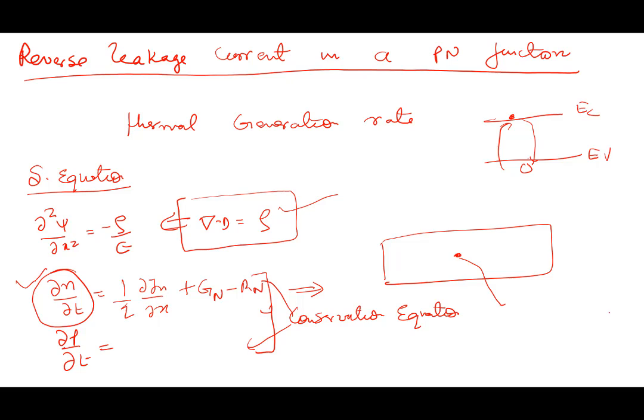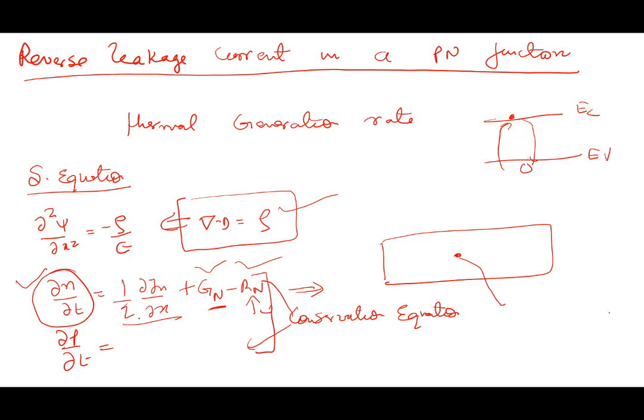So generation can cause an increase in electron density, and recombination will cause a decrease. So that these two terms are clear: generation will increase, recombination will decrease. What does this represent? This is some kind of current gradient.